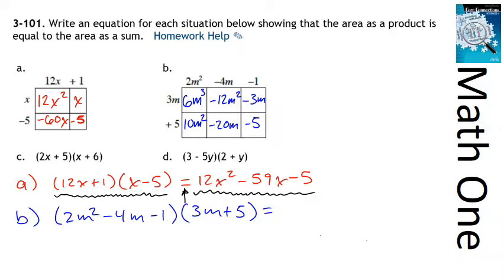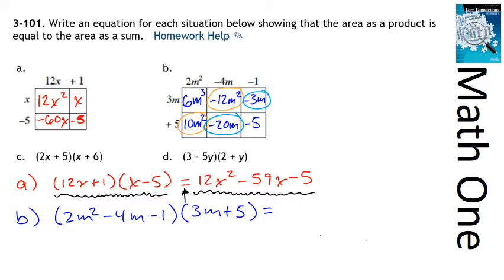And then what it equals, if you take a look, I do have some like terms here, and it's probably worth it to notice these ahead of time. One of the things I have is a 10m squared and a negative 12m squared. Those can be combined. And I also have a negative 3m and a negative 20m. Those can be combined as well.